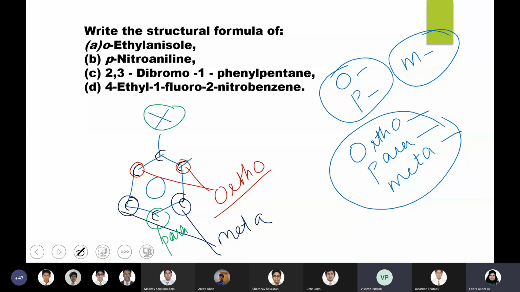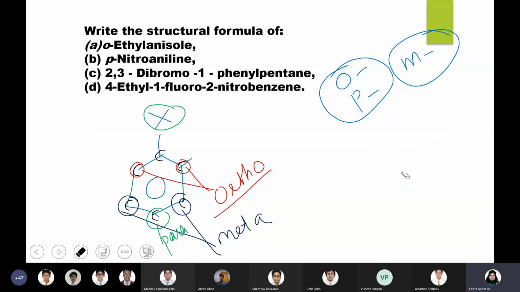I'll just show one example over here before we start solving the given question. So if you have this compound which we have already discussed, we write the IUPAC name as 1,2-dibromobenzene, right? That is how we named it in the IUPAC system, right?